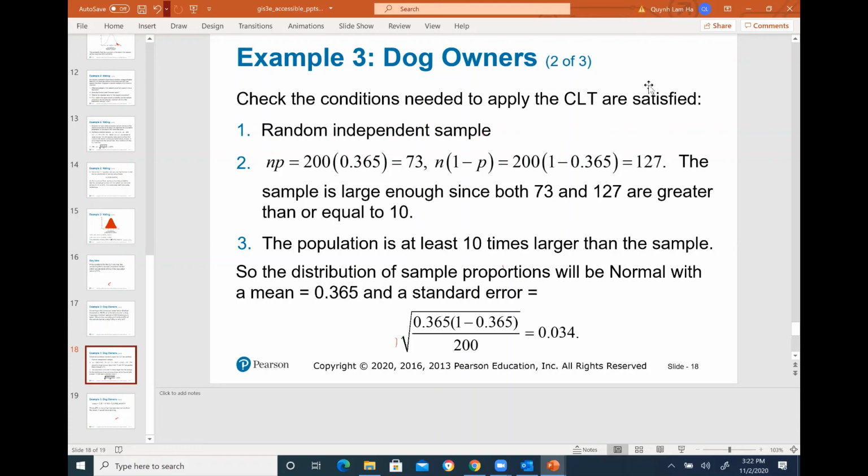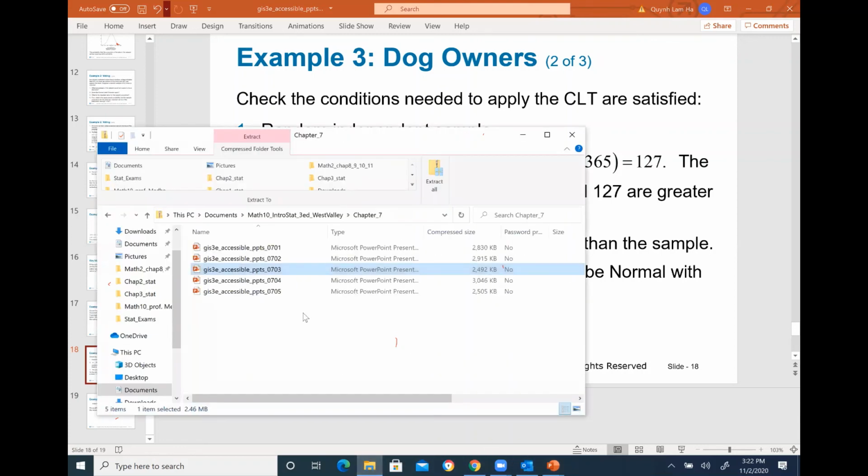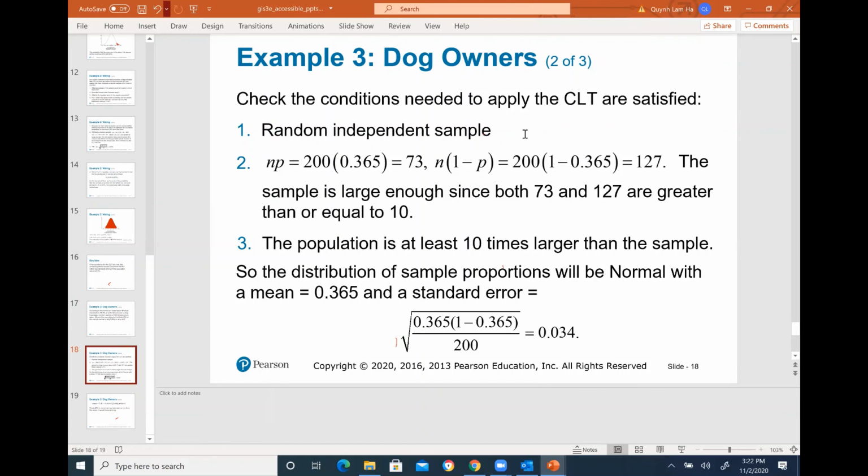Let me go back to see how many sections we have. 7.4 and 7.5, and we finish chapter 7. Okay, so I end the recording right now, and I will open a new recording next time.